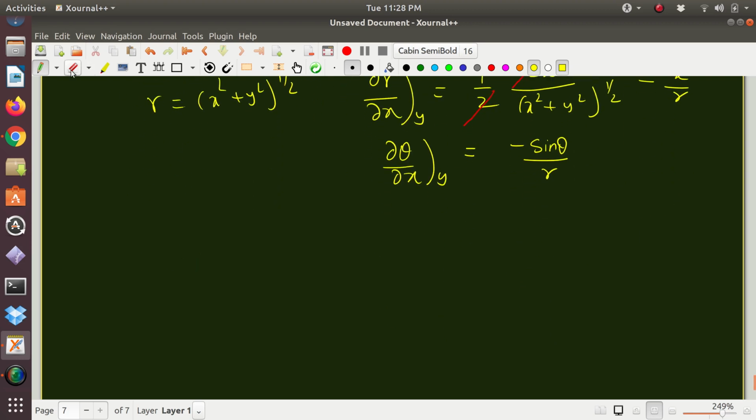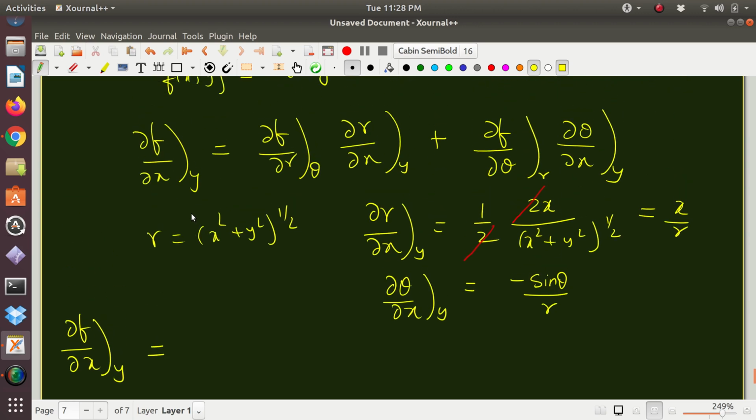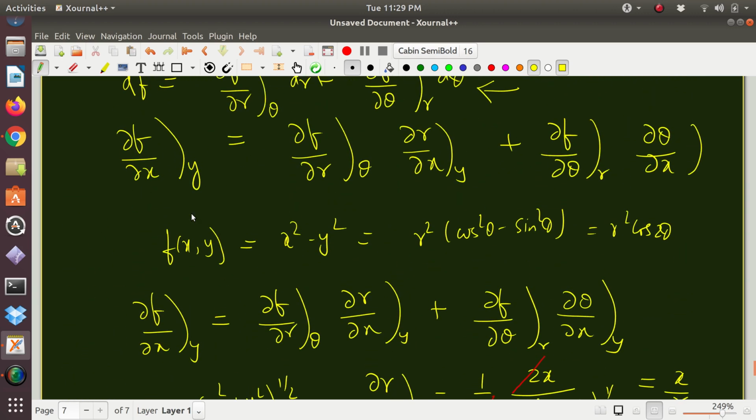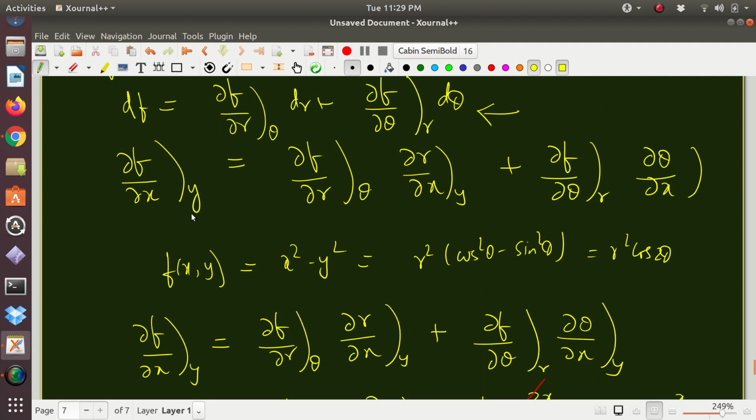So what is the objective? The objective is to get partial f by partial x at constant y from the r theta representation of the function. We know what partial f partial r at constant theta is, because we know the representation of the function in r theta representation. So I can readily find these derivatives. Partial f partial r at constant theta is nothing but 2r cos 2 theta.